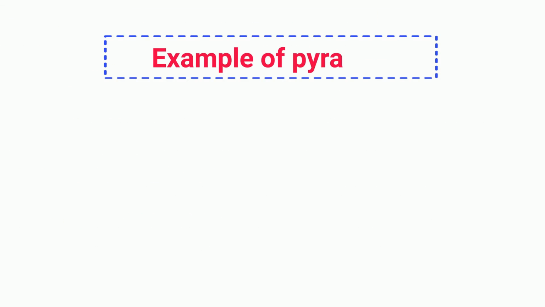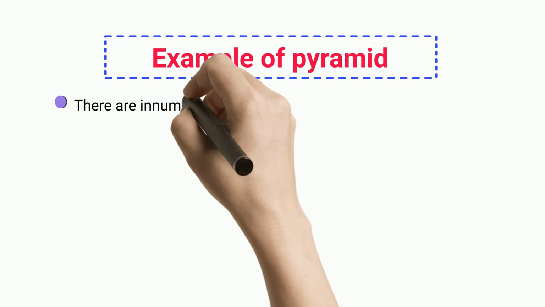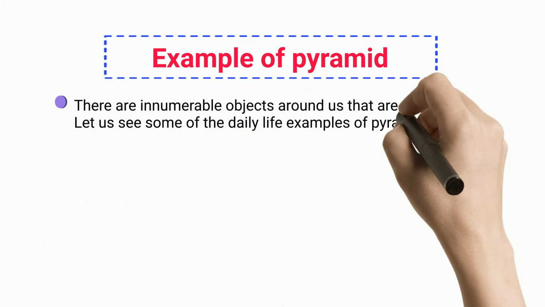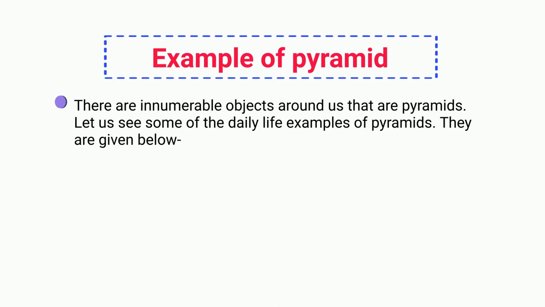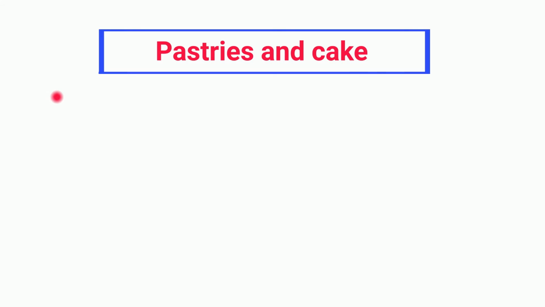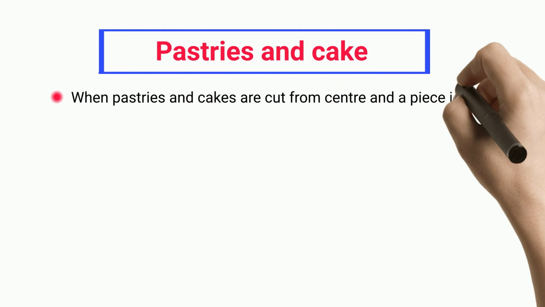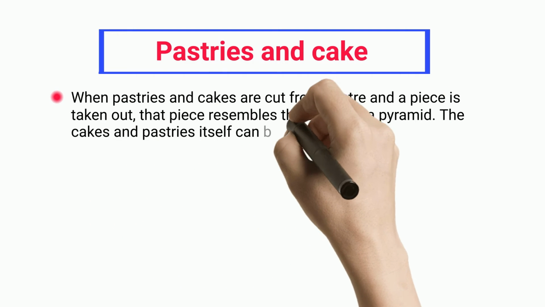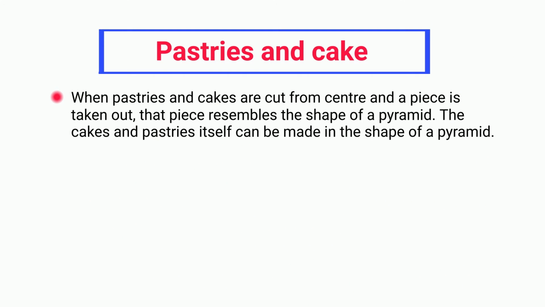Example of pyramid. There are innumerable objects around us that are pyramids. Let us see some of the daily life examples of pyramids. They are given below. Pastries and cake. When pastries and cakes are cut from the center and a piece is taken out, that piece resembles the shape of a pyramid. The cakes and pastries themselves can be made in the shape of a pyramid.